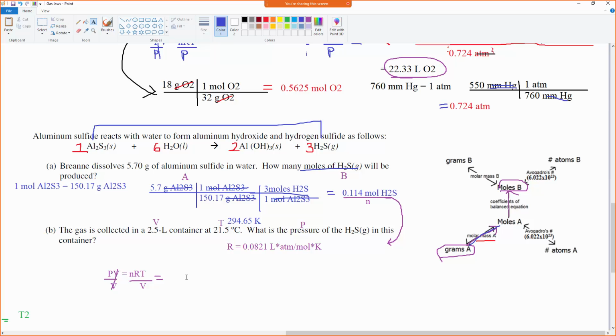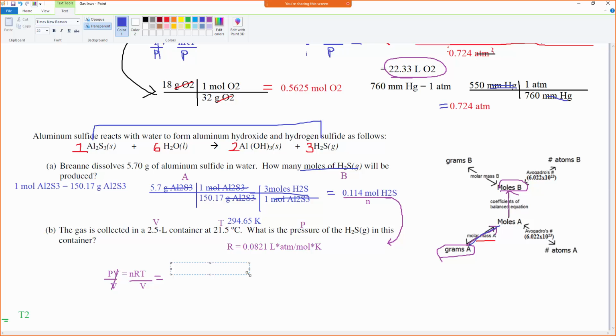Okay, so we're going to plug that in. All right, so now we can plug it in, right? So n is 0.114 moles of H2S. And R is 0.0821 liter atmospheres per mole K. And then T is 294.65 K divided by V, which was given as 2.5 liters.